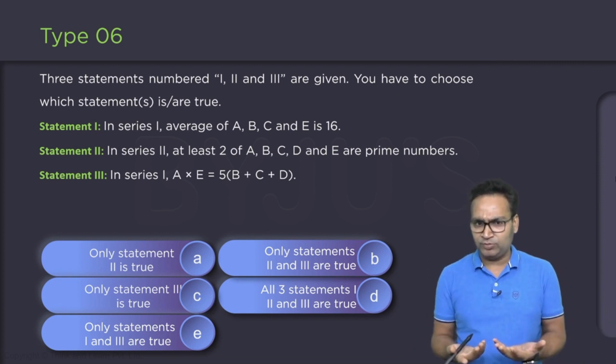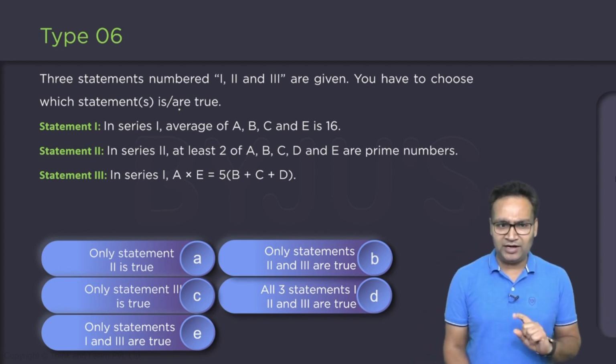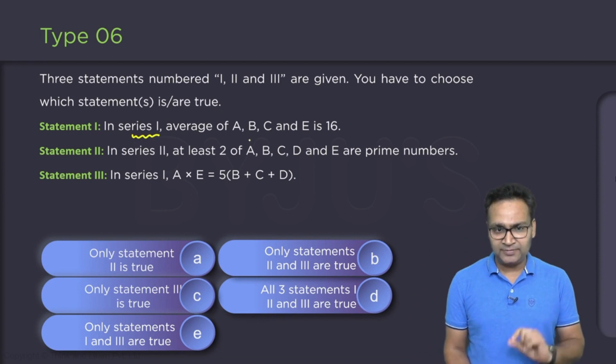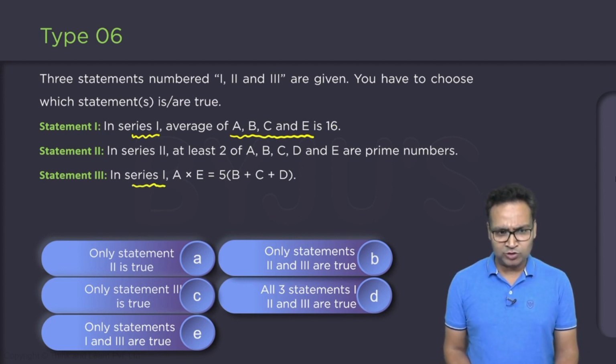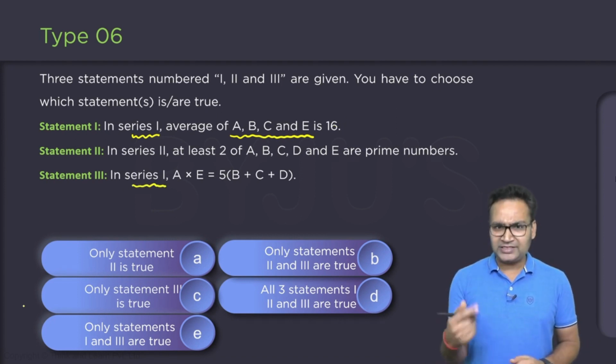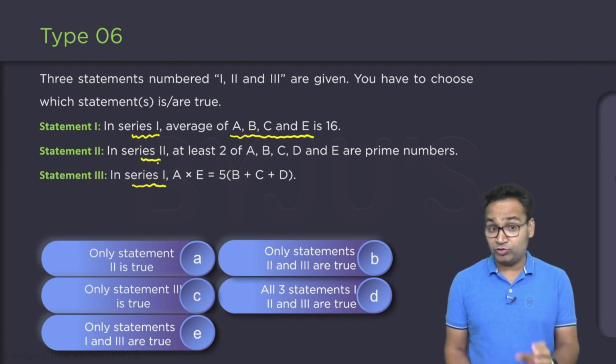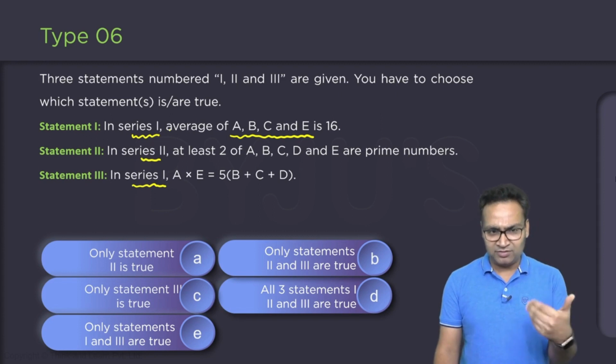If you read statement 1, it says in series 1, the average of A, B, C and E is 60. So we have to decode series 1. And statement 3 is also talking about series 1. So let's decode series 1, as well as series 2 if needed. So let's look at what series 1 is.